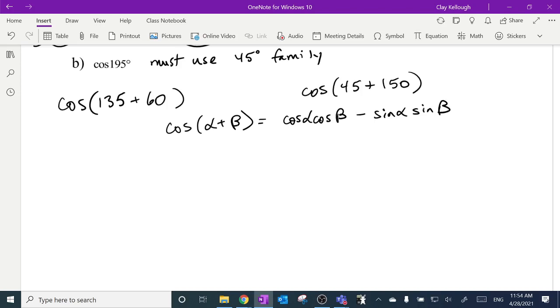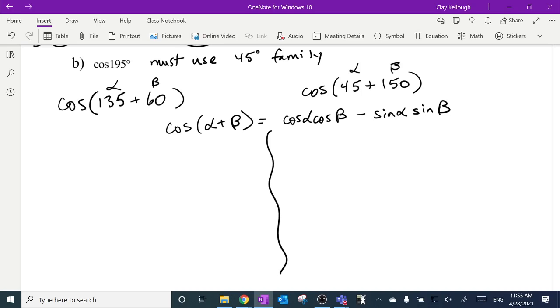So guys on the left side of the room, here we'll split this up into two solutions. Guys on the left side of the room, you're using this as your alpha, this as your beta. Guys on the right side, this is your alpha, this is your beta. And does it matter which one? Could I say 60 plus 135? Yeah, look at the formula. It actually wouldn't matter.